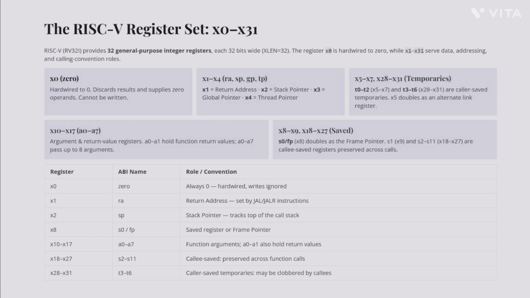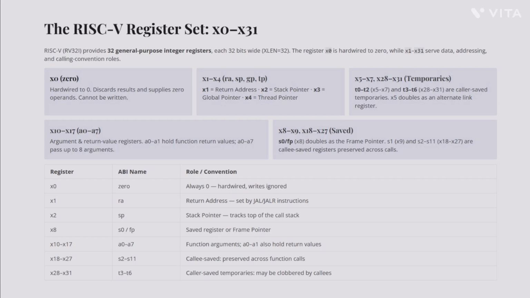So getting into the detail of the registers, first comes X0, which is hardwired to 0. This discards results and supplies 0 as an operand, and it cannot be rewritten. So X0 always has a hardcoded value of 0, so that it can be used anywhere we want 0. Moving on to the next registers, X1 to X31 serve for data, addressing, and calling convention roles. As I said, X0 is mainly for the hardwired value or immediate value of 0.